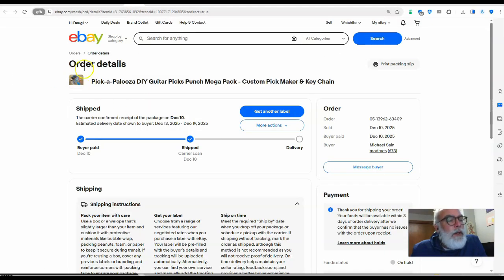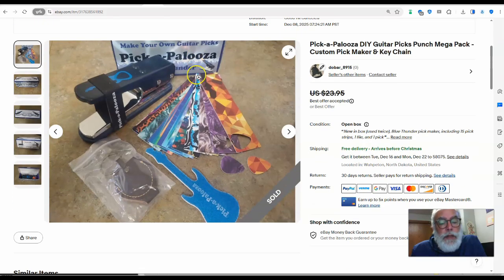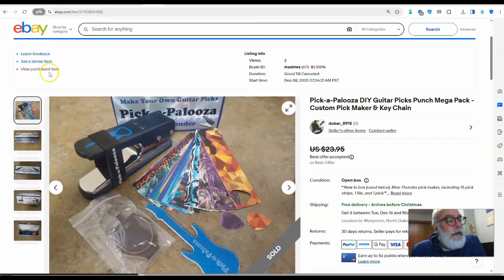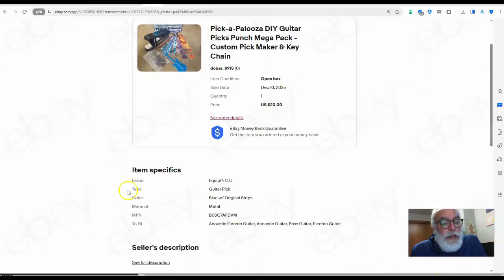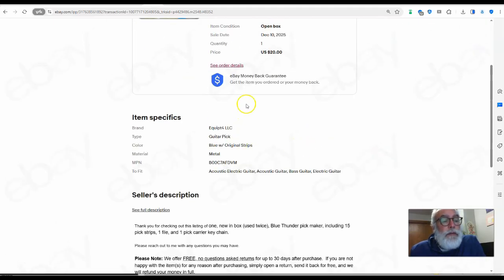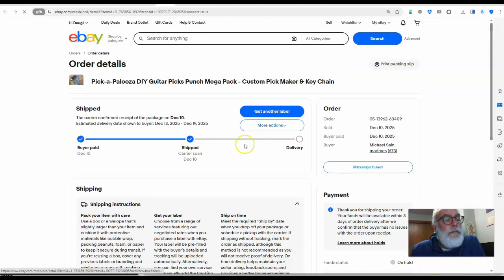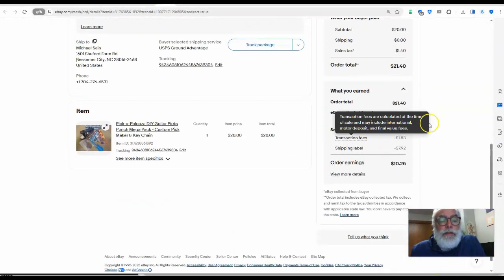But so when we go into order details, I kind of figured out where to do that. I could view purchase item, and I could see the item here and go, okay, well, that's all well and good. Where are the fees? I wanted to see a breakdown of the fees. So I went to see order details, and I was brought here. And lo and behold, here are the fees that show up.